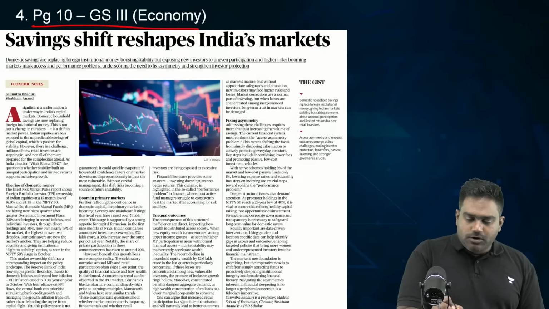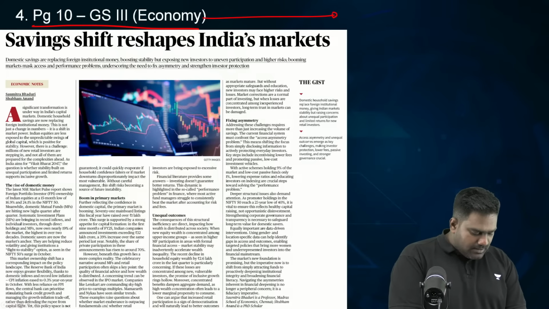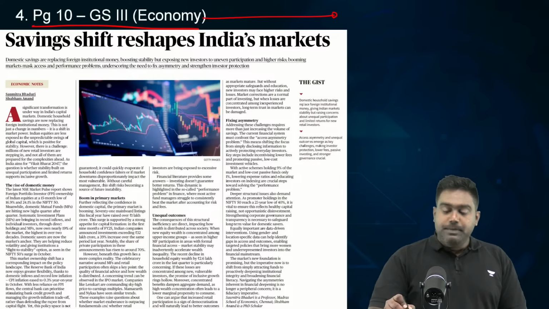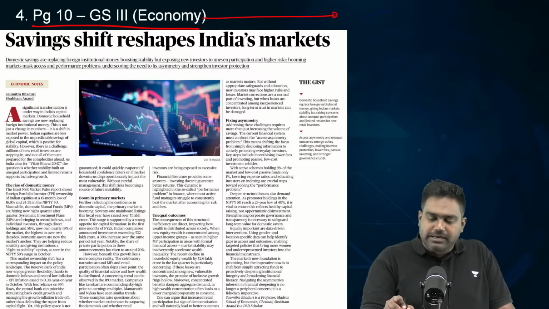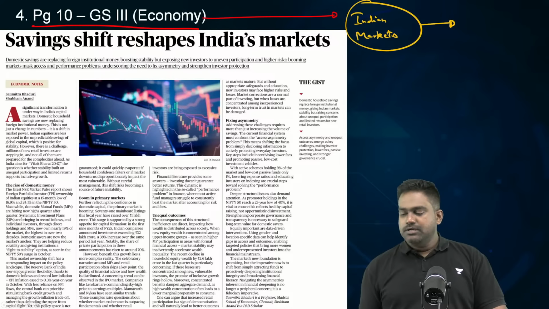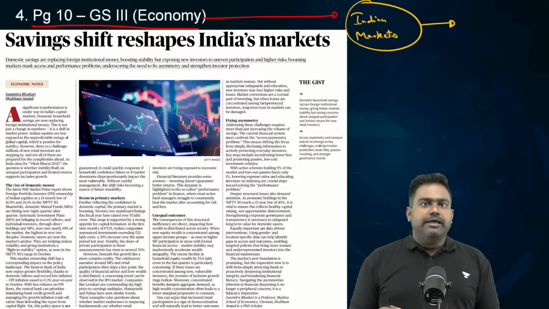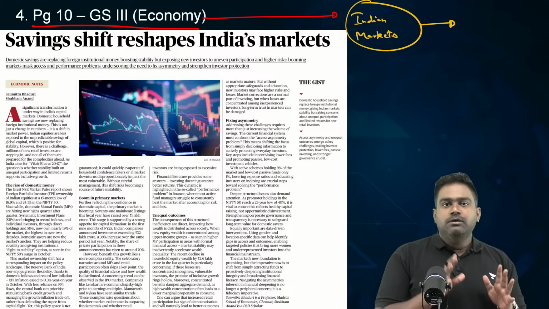Coming to the next topic, on page 10, there's a very interesting article on a big shift which is happening in Indian markets. In India's equity markets, a major shift is taking place. I want to explain this in as simple words as possible without making it too technical.